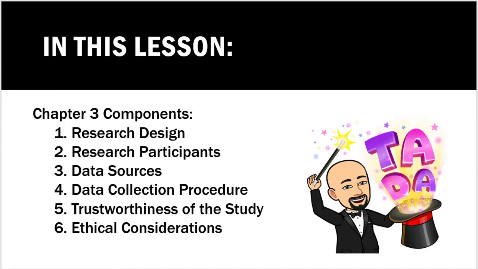And to do that, we are going to discuss the following topics. First is the research design. Second is the research participants. Third would be your data sources. Number 4 is your data collection procedure, followed by the trustworthiness of the study, and ending with the ethical considerations.